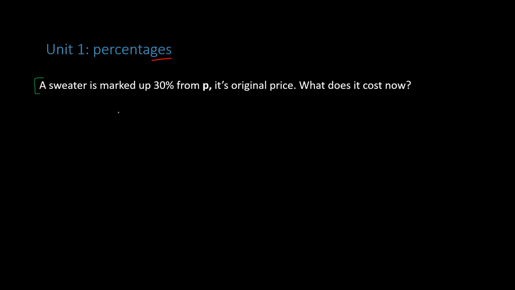So take a pretty straightforward example. Say that a sweater is marked up 30% from P, its original price. What does it cost now? So remember that when you mark something up, you're adding it on to whatever it already is, right? So the price itself can currently be represented as 100%, right? If something costs, say $10, how much of $10 is $10? It's 100%. So the price itself is currently at 100%.